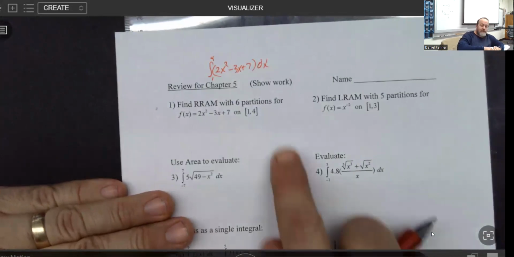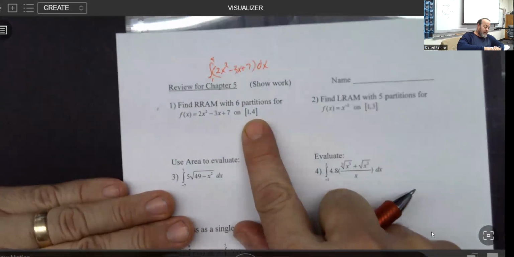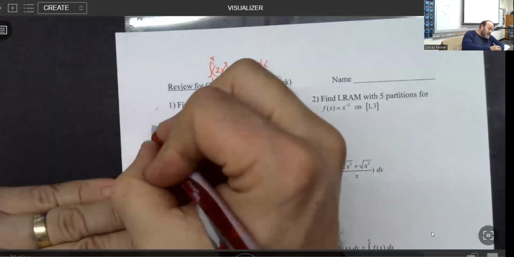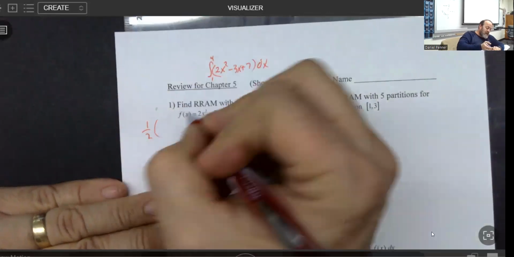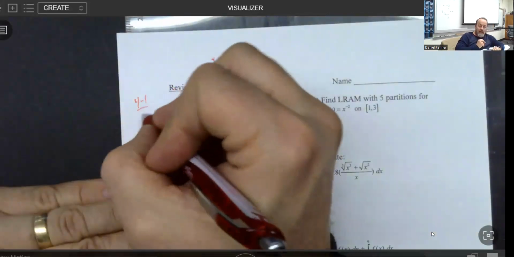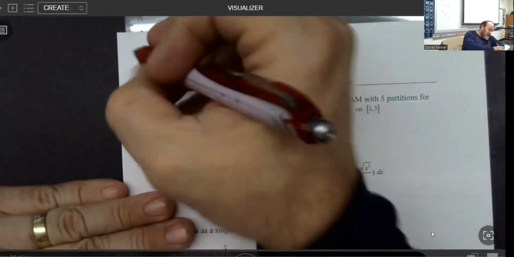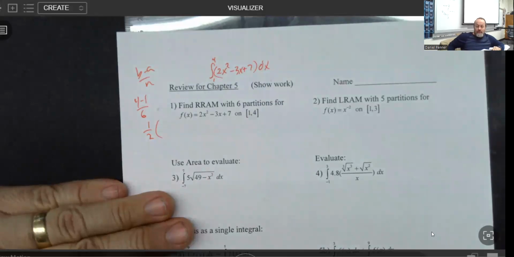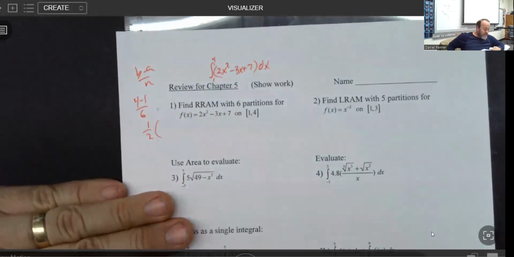But if we have something that is exactly 3 units wide being broken into 6 partitions, then I know that the width of every single one of those would be half. Now, again, technically what we're doing is b minus a, which is 4 minus 1, divided by 6, or in other words, b minus a over n in general. Now, that's assuming that we're having even subintervals, which is what we tend to do if we have an equation.